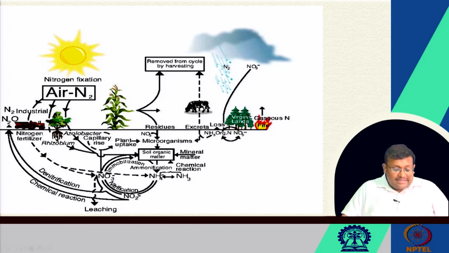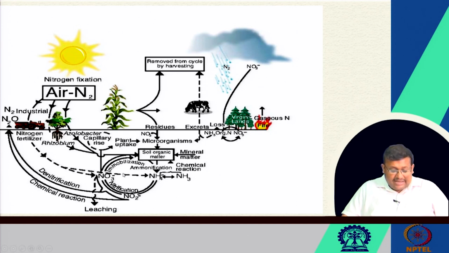So, basically they fix atmospheric nitrogen into organic forms, and of course, nitrogen also comes from the industrial process, the nitrogen fertilizer. From this rhizobium, ultimately it goes through soil organic matter, and nitrogenous fertilizer also goes through different processes. And also you can see here denitrification occurs in the reverse direction of nitrification.